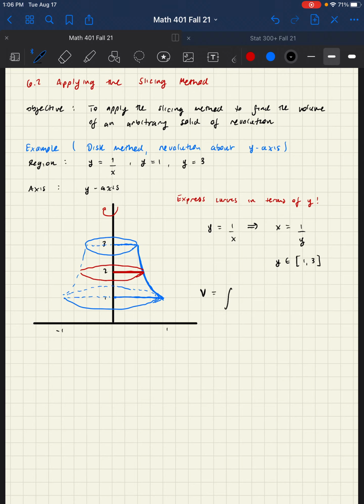So that'll be, I'm going to change that to c and d. Integral from c to d of pi f of y squared dy. Because this is still the disk method, so there's no gap in between, we can just go ahead and use f of y as the radius of that disk. And so in this case, that will become the integral from 1 to 3 of pi times 1 over y squared dy.